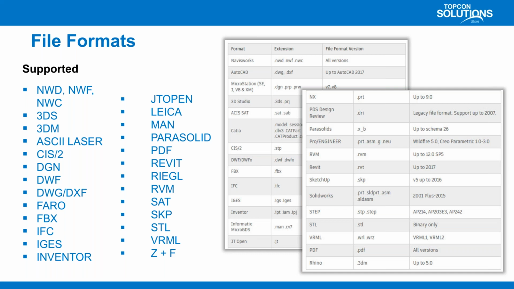Now, some of these file formats you're going to see are the NWD, the NWF, NWC, the 3DS. We're going to see the DGN, Faro, FBX, IFC, Inventor, Parasolid, the PDF, of course, Revit files. So we have a large list of different types of formats that Navisworks can handle.